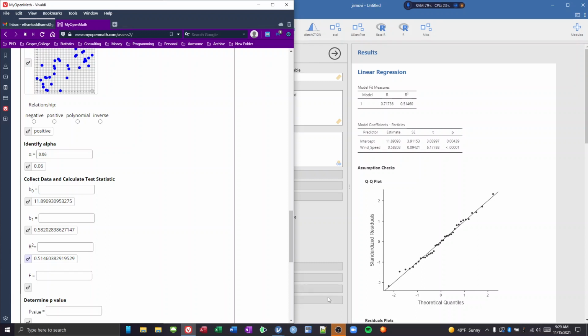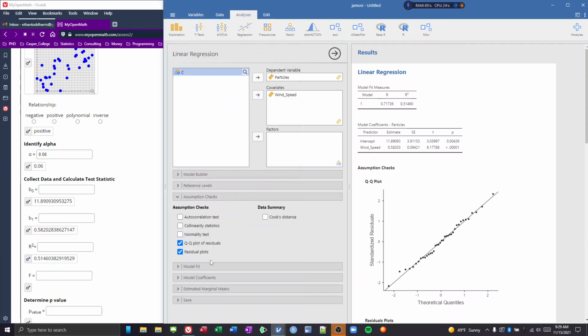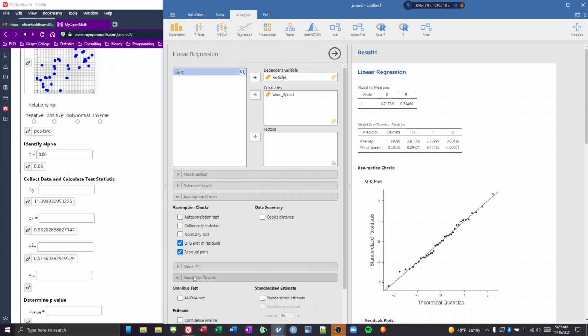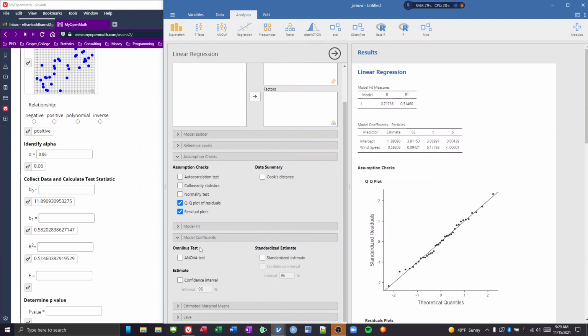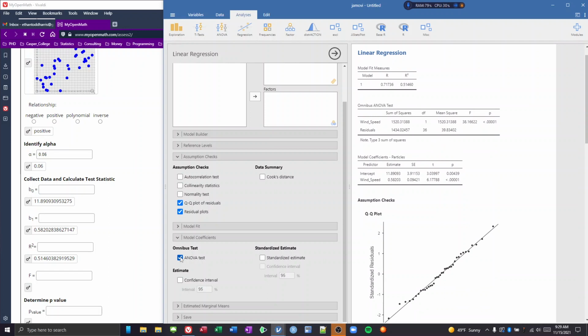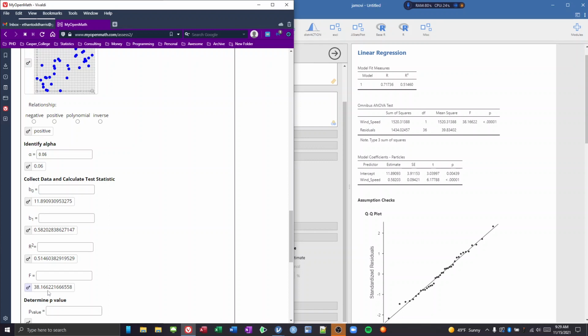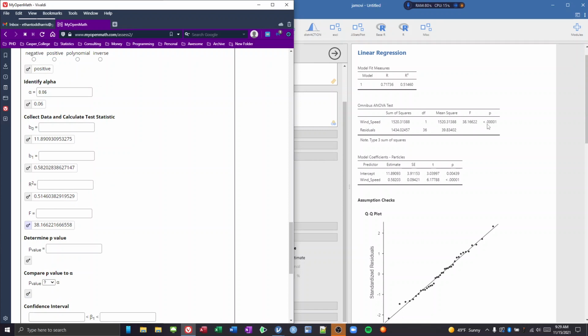But let's also grab our f statistic. If we want this f statistic, we need to grab a little bit extra. If we go down to the model coefficients, we actually want an ANOVA test as well. ANOVA and regression testing are very, very similar, but this is how we get the F statistic that we want, 38.166. That gives us our F statistic and our p-value as well, which is much less than 0.05. It's very, very small, and we get that our p-value is less than our alpha.